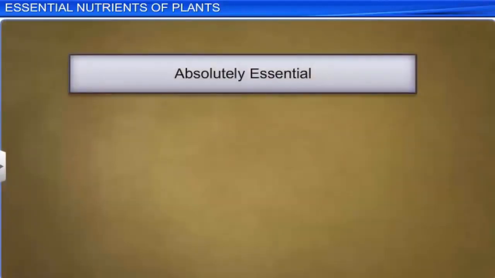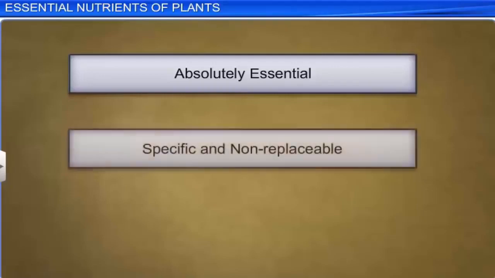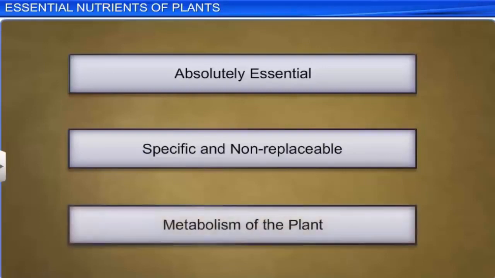The element must be absolutely essential for supporting normal growth and reproduction, which cannot proceed without it. The requirement of the element must be specific and cannot be replaceable by another element. The element must be directly involved in the metabolism of the plant.